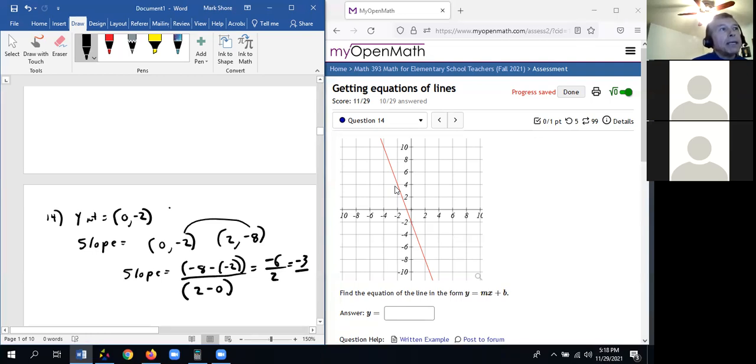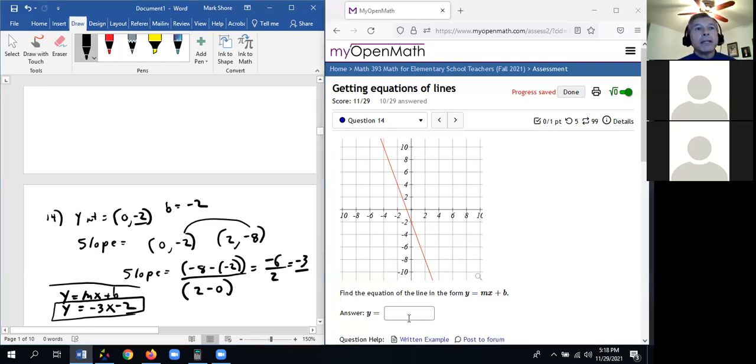I already have my b. The b part of the equation is the y-intercept. So that's -2. So my entire equation is, remember the format, y equals mx plus b. So my equation is y equals -3x minus 2. That would be the equation right there. Because the slope is -3, that's the number that goes before the x, and the y-intercept is -2. So we can just type that in there. -3x minus 2 should do it there.